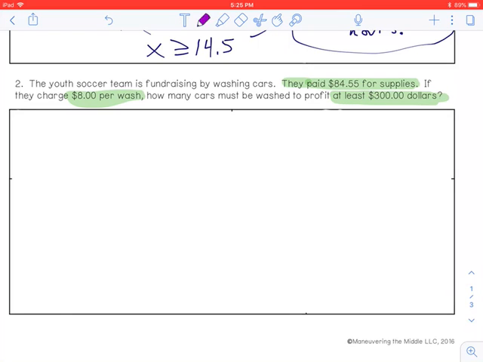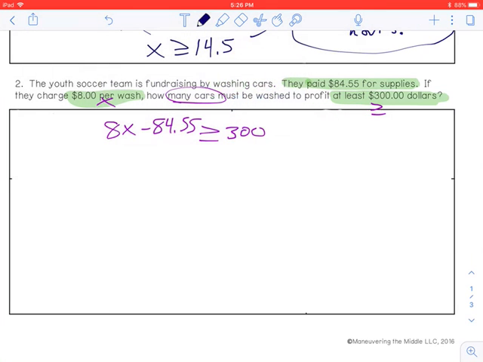Okay, well, I've got at least, so that's greater than or equal to again. So if it's greater than or equal to 300. So I've got $8 per wash, which is, since it's per wash, that's where the X is going to go. How many cars is going to be my X. So 8X. And then they paid this much for supplies. So they didn't add that to the total. They actually subtract that money and hope to make more. So they paid $84.55 for the supplies, which subtracts from the total. Okay?